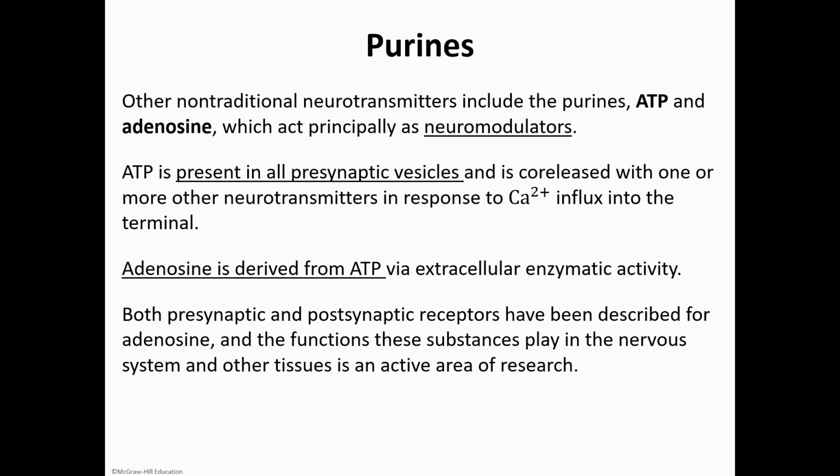Now, purines, so ATP and adenosine. We really think of ATP as a source of energy, but it is also a neuromodulator together with adenosine. Again, they're found in the presynaptic vesicles. They are released with other neurotransmitters. And adenosine is really derived from ATP. Without going into the details, just know that they play a role within the nervous system. And it is something that we really don't know a lot about. There's still a lot of research going on about it, so not much to know here.